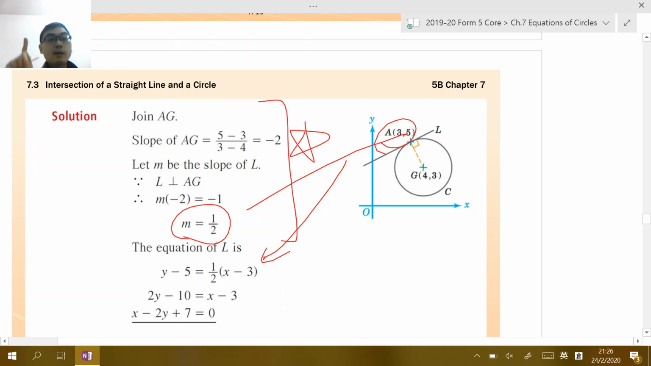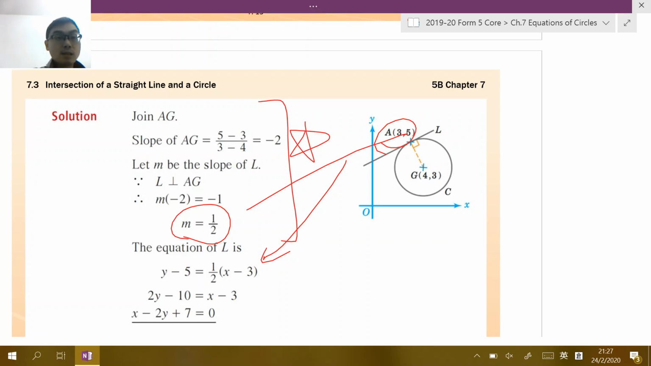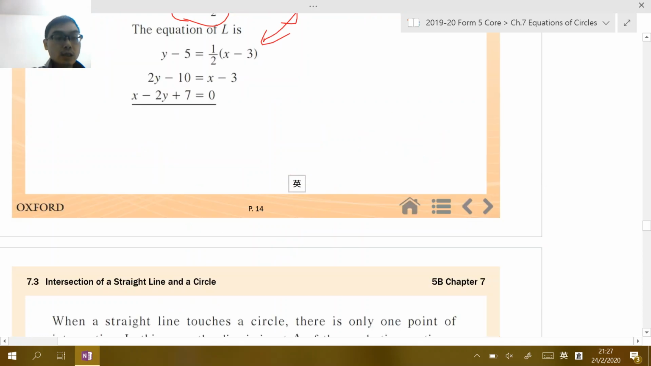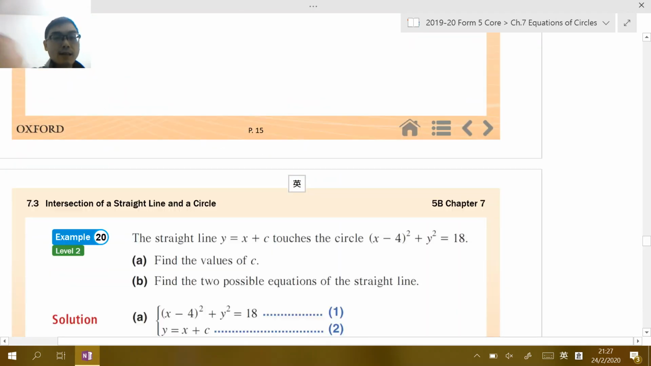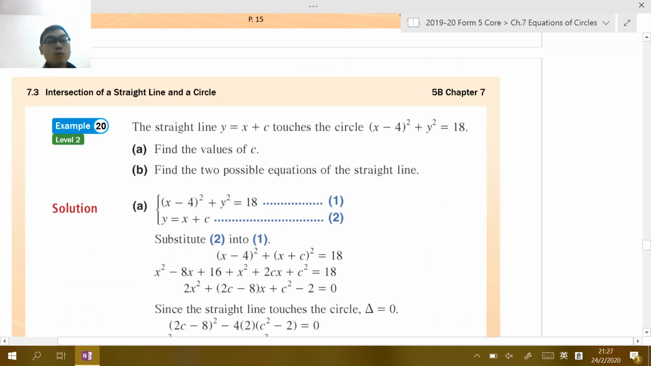If you are given a contact point of the tangent and the circle, and also you have the center of the circle, then you can very easily find the equation of the tangent, because you just find the slope of the radius. Negative 1 over it, you will get the tangent slope. With the tangent slope and the given point, you can find the equation of the tangent very, very easily. Okay, so this is one easy example that you will see here. Another example is that you will have unknown constants, unknown numbers, in the equation of the tangent.